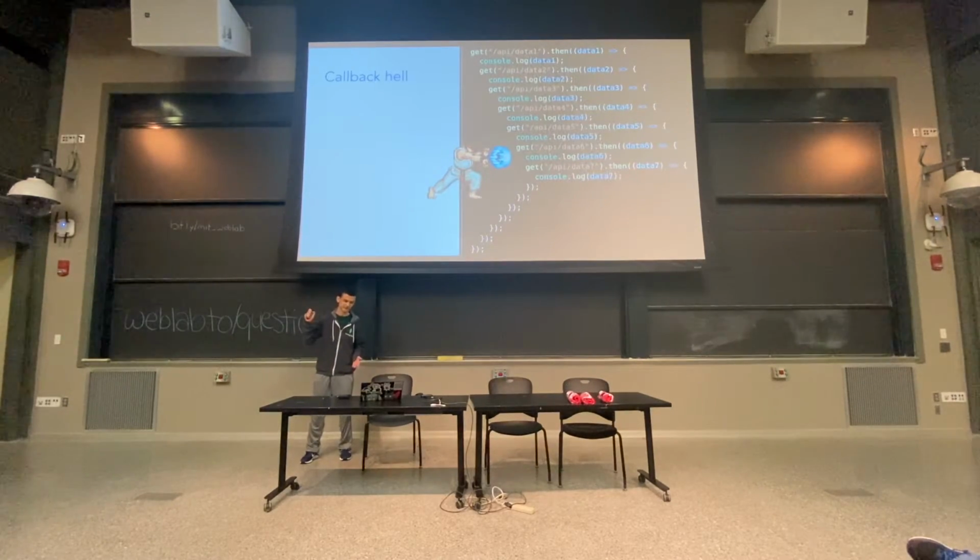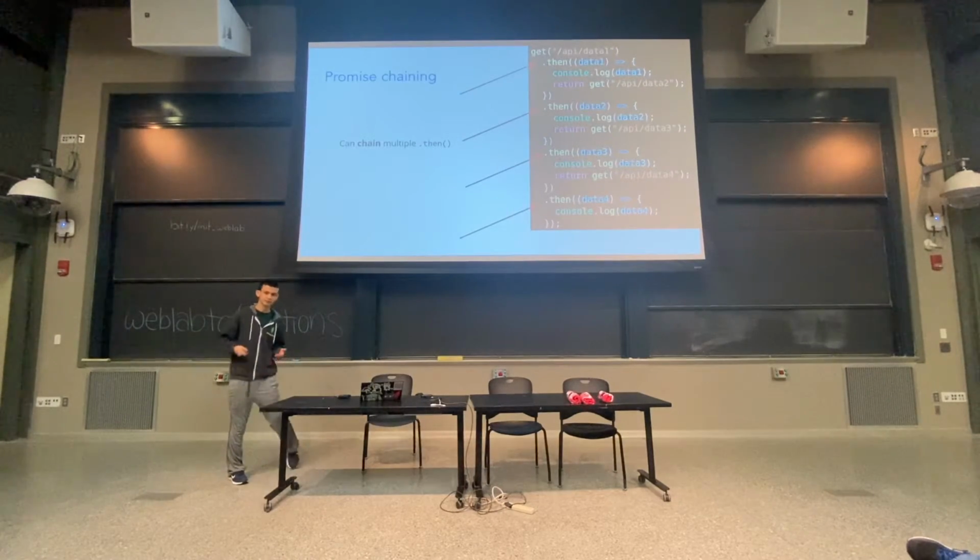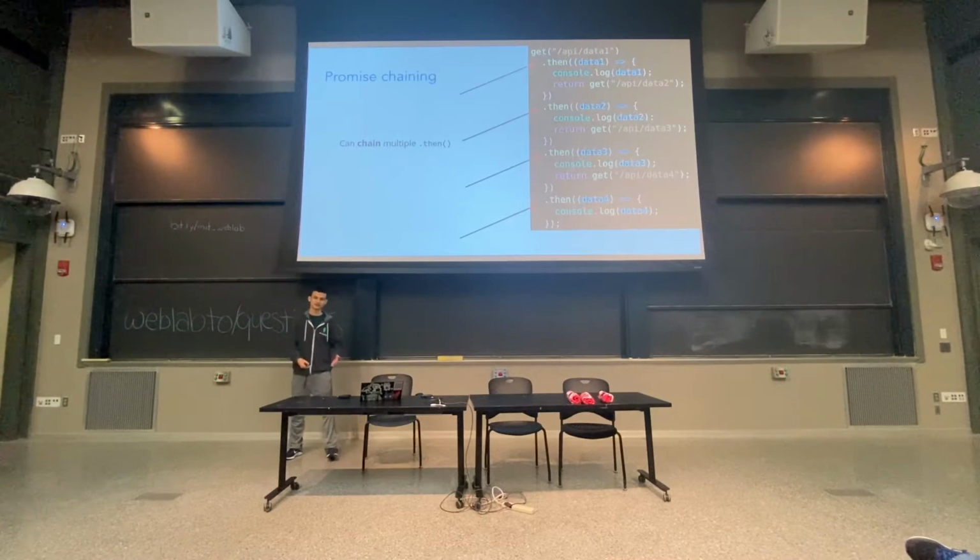So here's the same thing. You can rearrange it like this. So this is called promise chaining. You can have a big chain of .thens that represent different promises without having to nest in different layers.